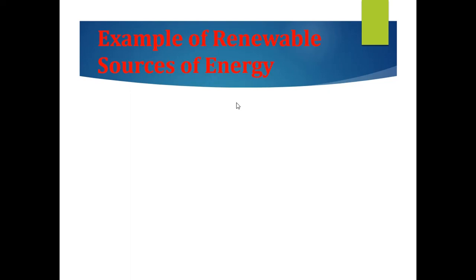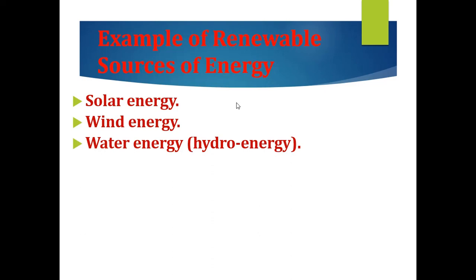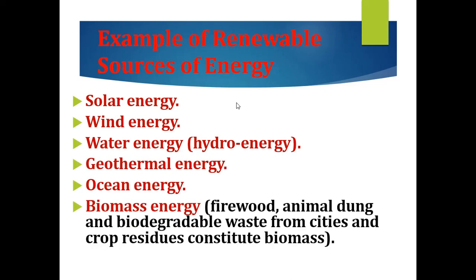Now let's see examples of renewable sources of energy. So what are the examples of renewable sources of energy? Let's see, children. The first one is solar energy, wind energy, water energy, geothermal energy, ocean energy, biomass energy. So these are examples of renewable sources of energy. We are getting them in an unlimited amount. We can replace it if we use these energies again and again.